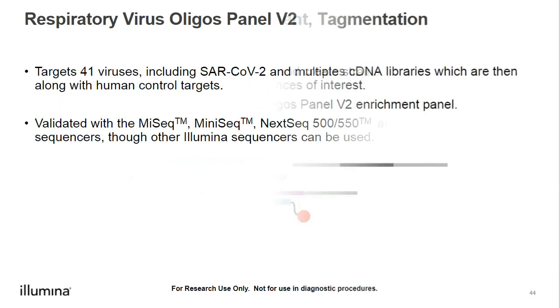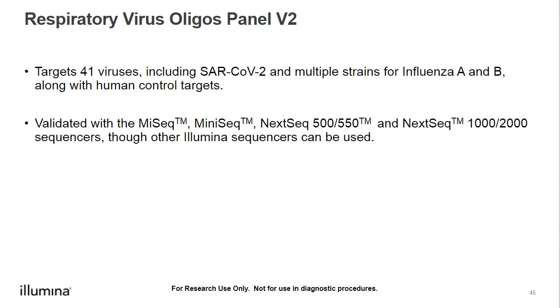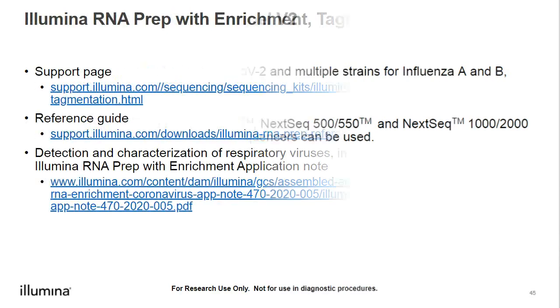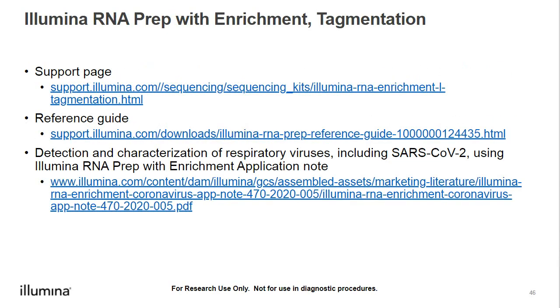We offer the Respiratory Virus Oligo Panel, which targets SARS-CoV-2, multiple influenza strains, and other respiratory viruses. This targeted panel has been validated on the MiSeq, MiniSeq, and NextSeq sequencers. The support page and reference guide are linked here, along with an application note that reviews characterization of respiratory viruses with this panel, and it includes an overview of data analysis results as well.